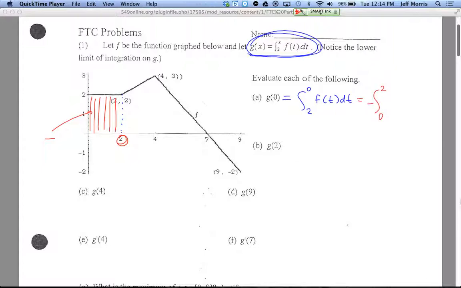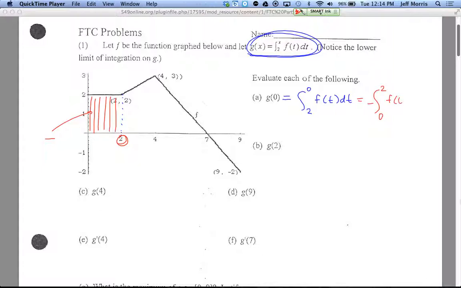And somebody asked me earlier today, I wasn't in this class, but can I put the negative later? No, you need to flip it before you do FTC. If you do not flip these, your f of b minus f of a is not going to work. You have to have the larger at the top and the smaller at the bottom before you can do your f of b minus f of a part.